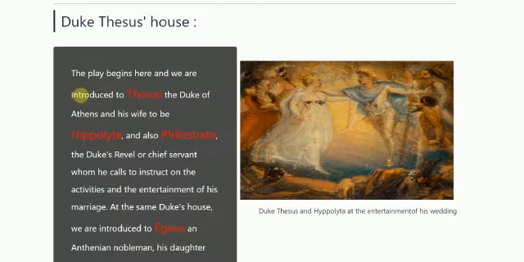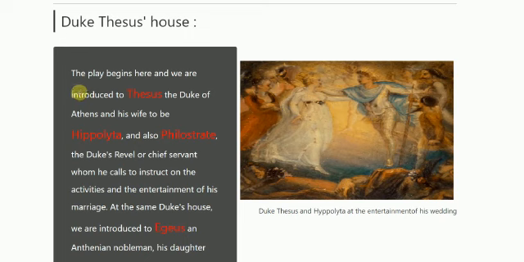The play actually begins at the Duke's house, where we are introduced to Theseus, the Duke of Athens, with his wife Hippolyta, where they are making preparation for their marriage that is supposed to be in 4 days' time. Then we are also introduced to Philostrate, whom the Duke calls in to give instruction concerning the celebrations and entertainment on his wedding day, as he wants his people to be well entertained.